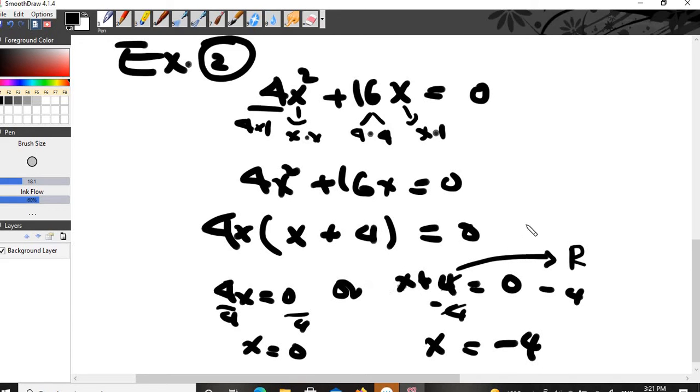So whenever we use 0 or negative 4, our equation becomes 0. So if you substitute back 0, everything is going to be 0, because 0 squared is 0, times 4 is 0, 16 times 0 is 0, 0 plus 0 is 0. So even if you use negative 4, it will produce the same thing. So that's the way we do the factoring.